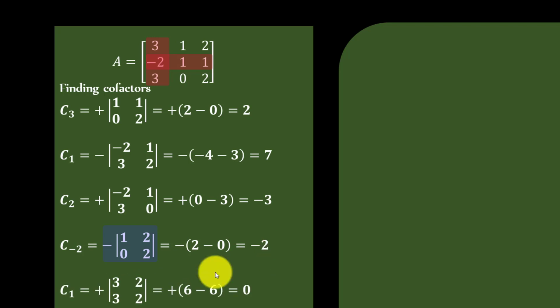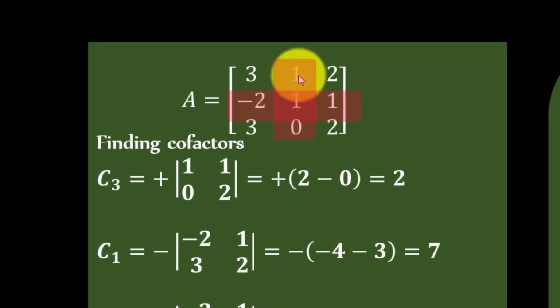Again similarly, take another element. The central element here is 1. Here you will take the plus sign. Delete the corresponding column and corresponding row. The remaining elements are 3, 2 and 3, 2. You write 3, 2 and 3, 2. The previous one was minus, so here you have to take the plus sign. After expanding, you will get 0.